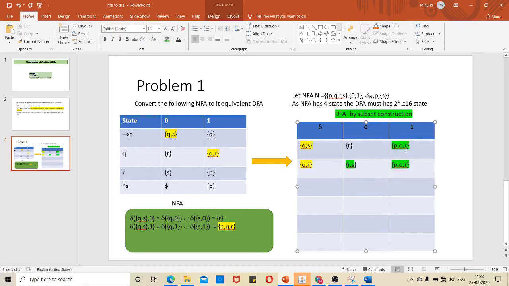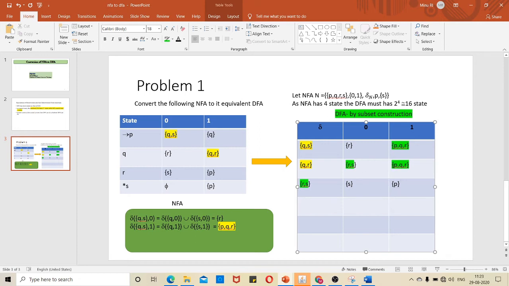So now I have two more states for which I need to find what will happen when 0 and 1 come. Let me take this small two-state one. In r and s, if it is 0 it goes only to s, the other one is empty, we can leave it off. Then with respect to 1, both go to p, so p union p is p, so we can simply write it as p. So there is no new state we arrived at.